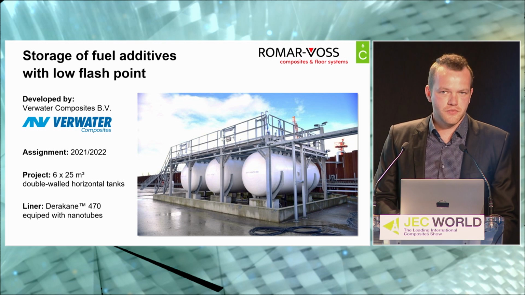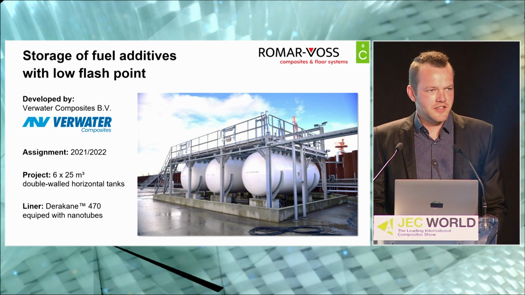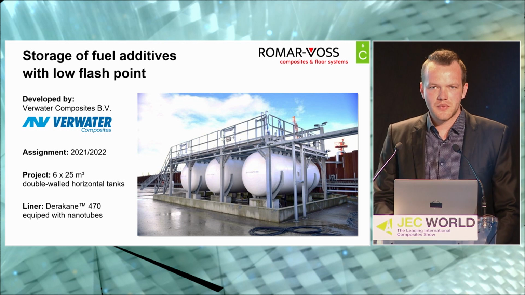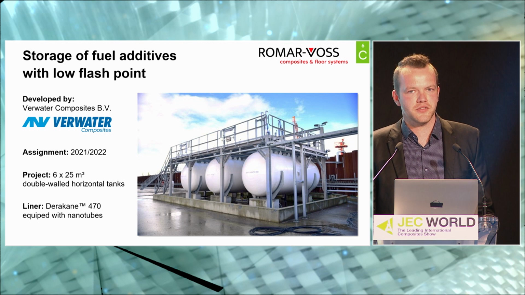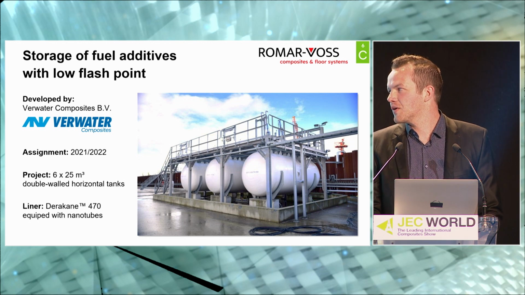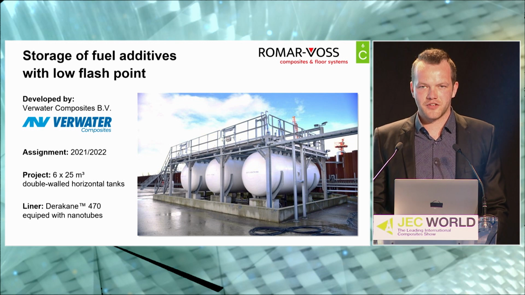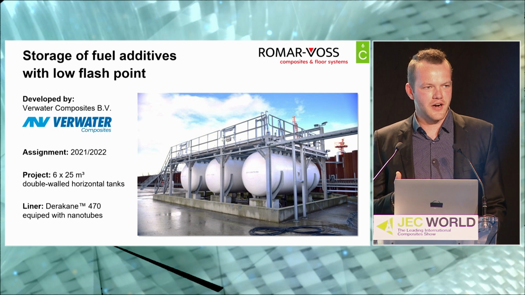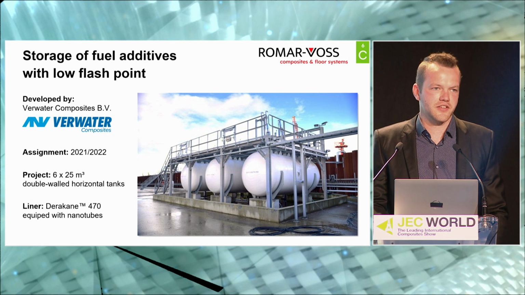Here we see an example of the product made by Verwater composites. These are storage tanks. These tanks will store some fuel additives with low flash points. The liner is equipped with a Derricane 470 with some nanotubes in it, and those nanotubes provide the transportation of possible sparks to the ground, so that the sparks don't ignite the fuel that's inside these tanks.